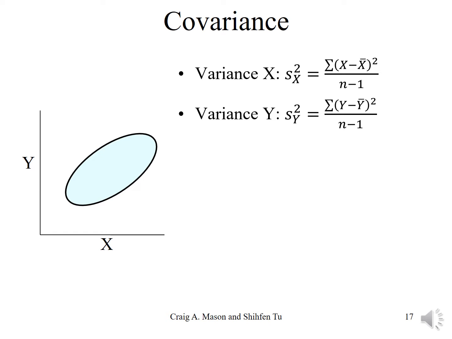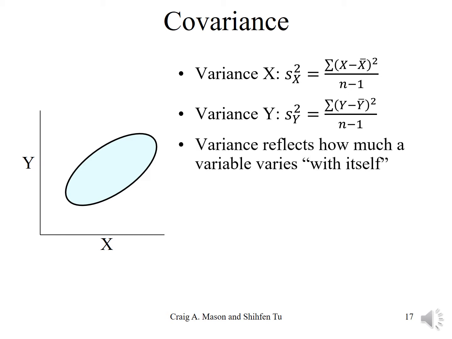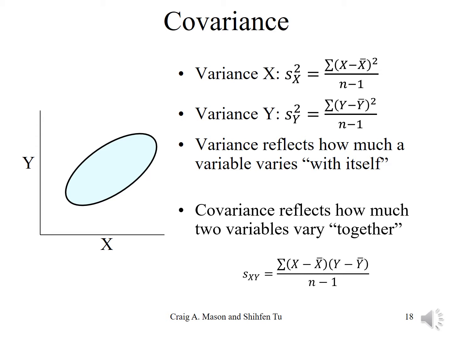Now, look at the variance of x again. Notice the numerator is x minus x bar squared. X minus x bar reflects the variation of individual scores around the mean. It's squared, so you multiply it by itself. And you can think of it as how much individual scores vary with themselves. In contrast, the covariance can be thought of as how much two variables vary together.